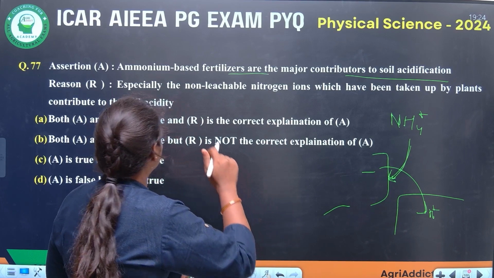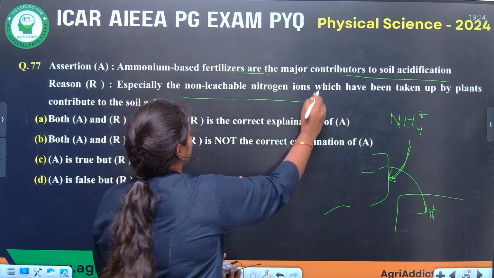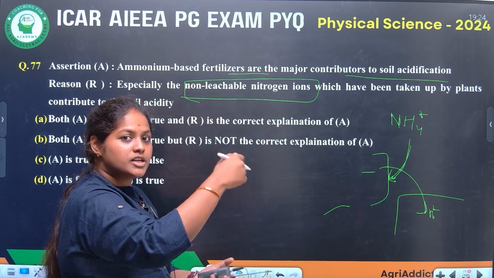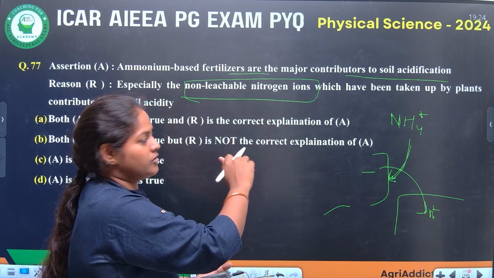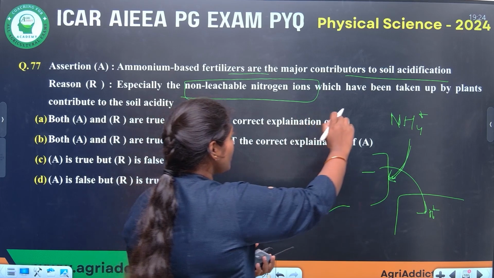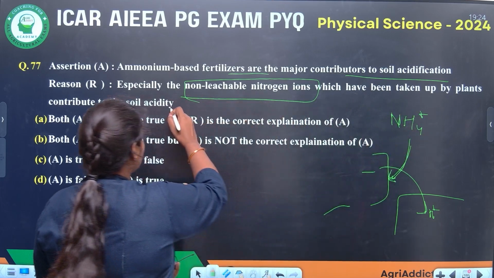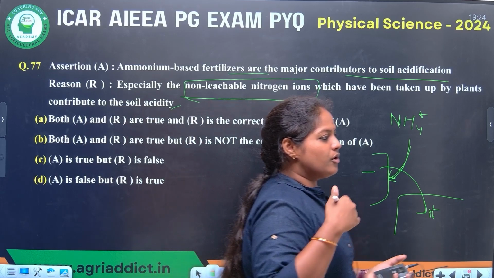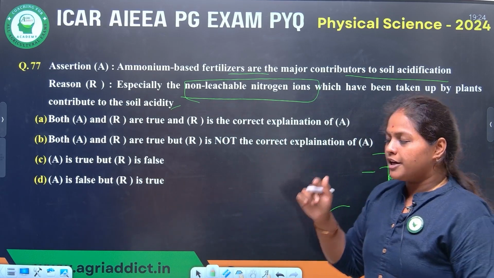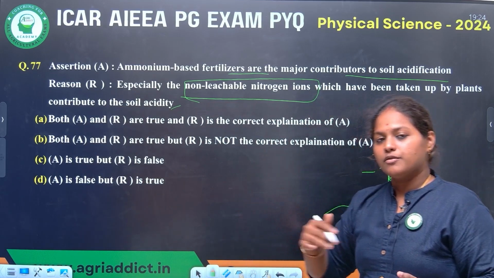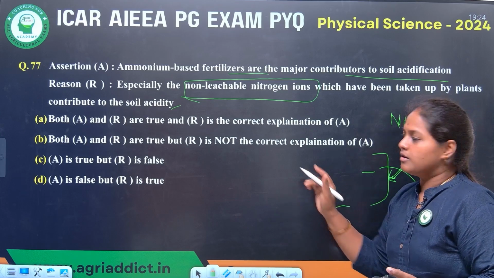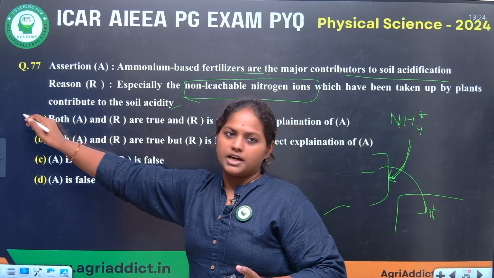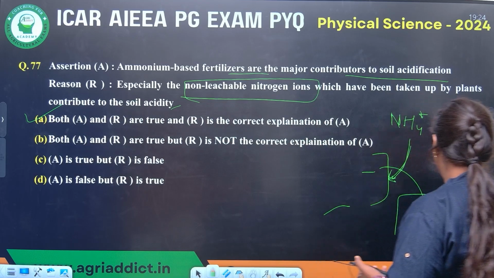True. Especially the non-leachable nitrogen ions. What are the non-leachable? Which are binding to the soil? Ammonium ions, which have been taken up by plants, contribute to the soil acidity. Likewise, even if you don't know the concept, try to read the reason and think twice, then you will gain the concept. Both are correct and R is the correct explanation for A.